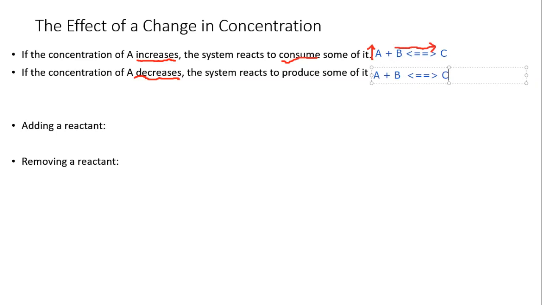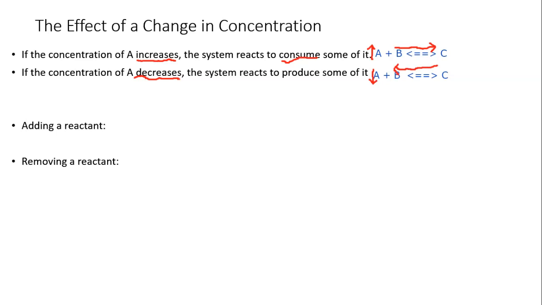Now if we decrease the concentration of A, it says that the system is going to react to produce some of it. So if we're decreasing a reactant, it's going to shift to make more reactants. So it's going to shift from products to reactants until equilibrium is reestablished.